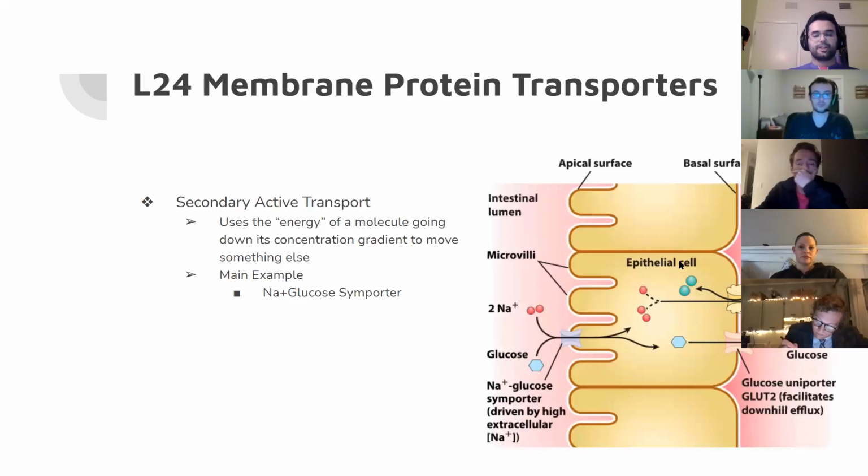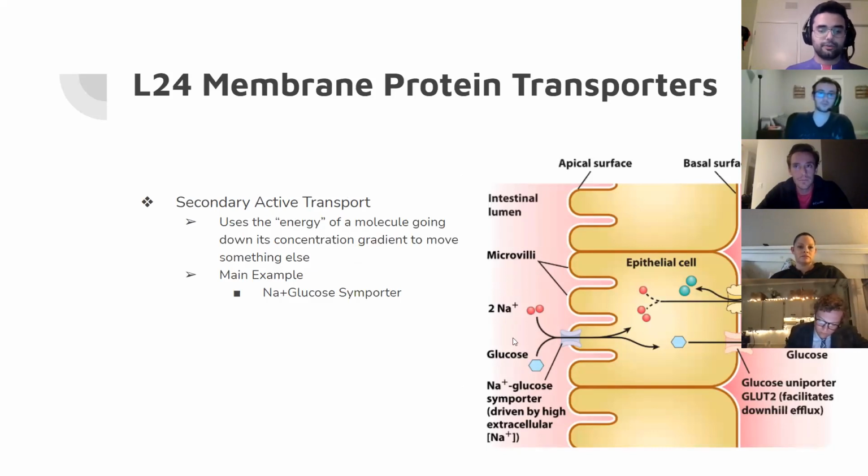For secondary active transports, as I said, we're just using the movement of an ion down its concentration gradient to pump something out, against its concentration gradient, right? So it uses the energy of a molecule going down its concentration gradient. The main example I want to say is our sodium glucose symporter. This is really, really important for the absorption of a lot of our macromolecules in our intestines.